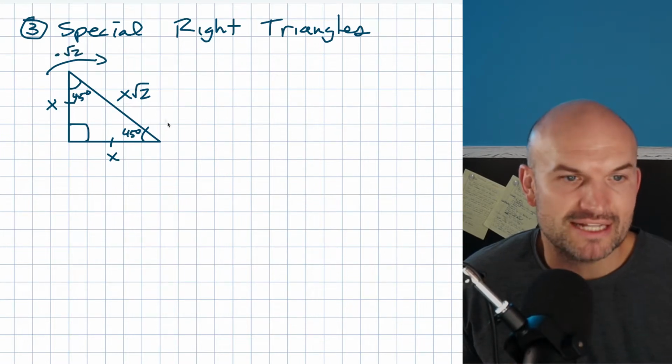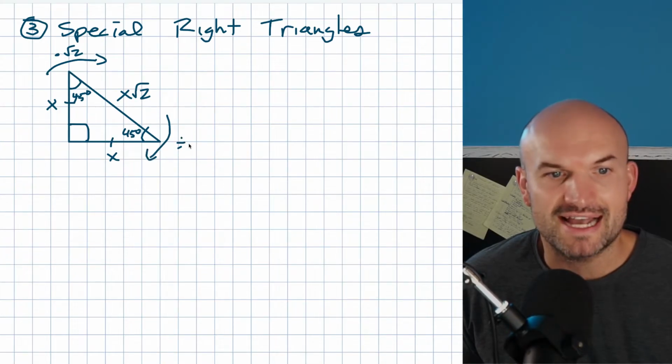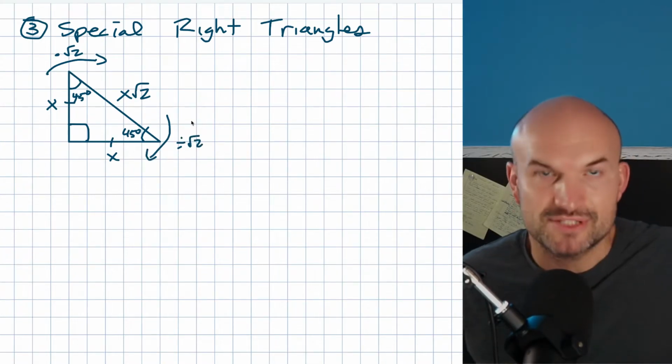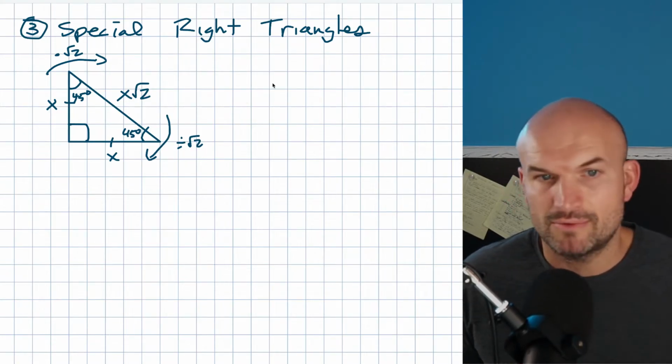But what if I was given the hypotenuse and I wanted to find the leg? Well, you're just going to do the inverse of that, which would be divide by the square root of 2. We'll do some examples in just a second so you can see how to figure that information out, but I wanted you to see how that relationship works.